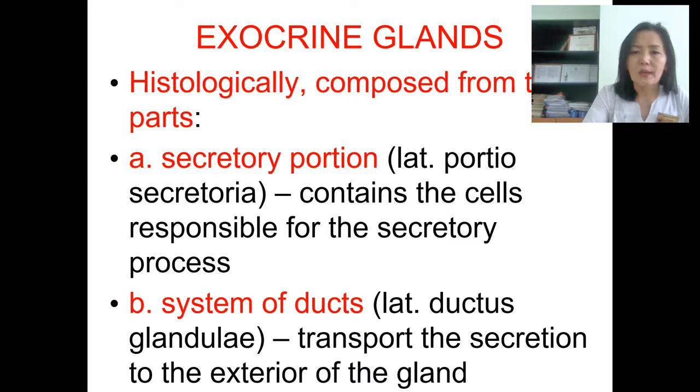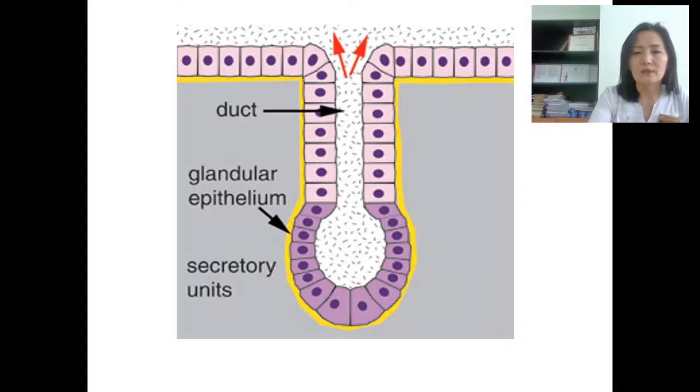Okay, and exocrine glands, histologically, we said consist of two parts, the secretory portion. And the secretory portion contains the cells responsible for the secretory process. If we say simply, the secretory portion consists of cells. And the second portion is the system of ducts. The function of these ducts, of course, is to transport the secretion to the exterior of the gland.